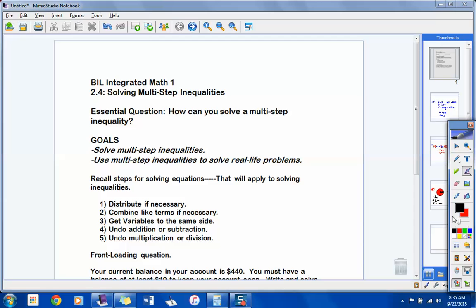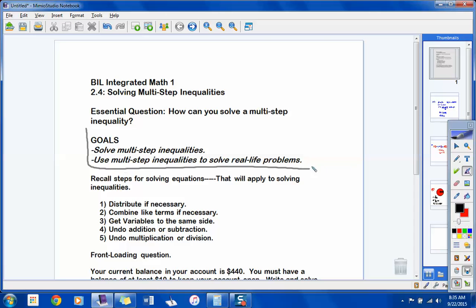So what's really going to be important, and this is going to be pretty short today, is to make sure that we're able to recall steps for solving equations. And this is going to definitely apply to solving inequalities. So just a quick review here.